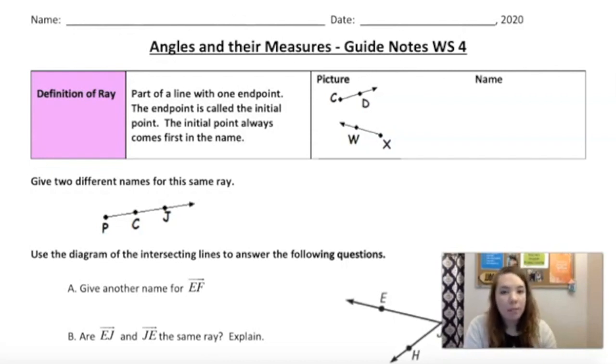So we've been naming things, and I've been telling you a lot that it doesn't matter the order. For a ray, it does matter. The initial point has to come first. So here's CD with a mini ray on top, or XW with the mini ray on top. All right, give two different names for this same ray. This ray has to start with P because that's your initial point, but you could have PC or PJ.